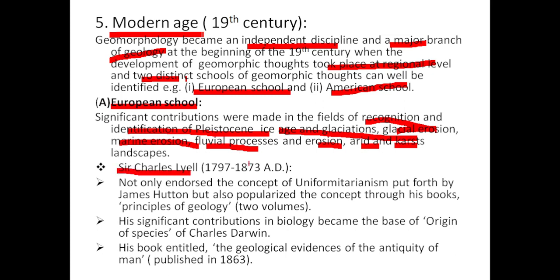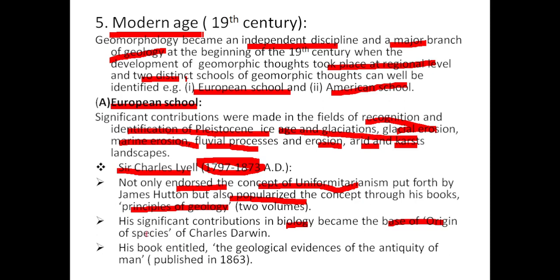Sir Charles Lyell, 1797 to 1873 AD, not only endorsed the concept of uniformitarianism but also popularized it through his book The Principles of Geology. His contributions in biology became the base of the Origin of Species put forth by Charles Darwin. His book The Geological Evidence of the Antiquity of Man was published in 1863.